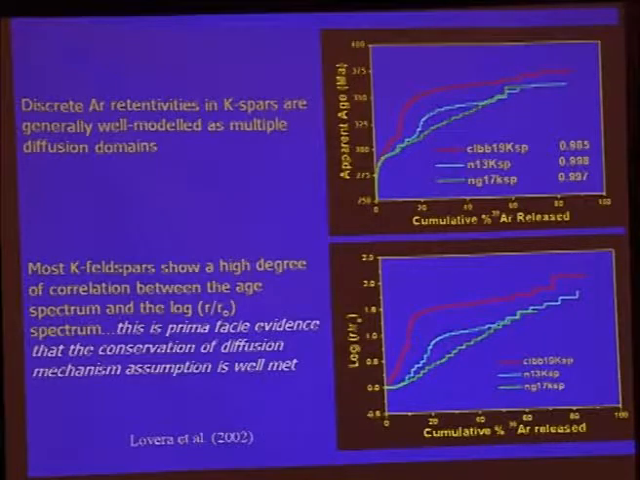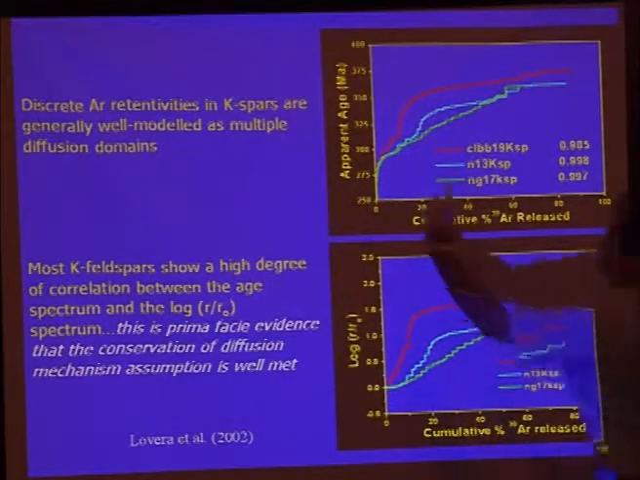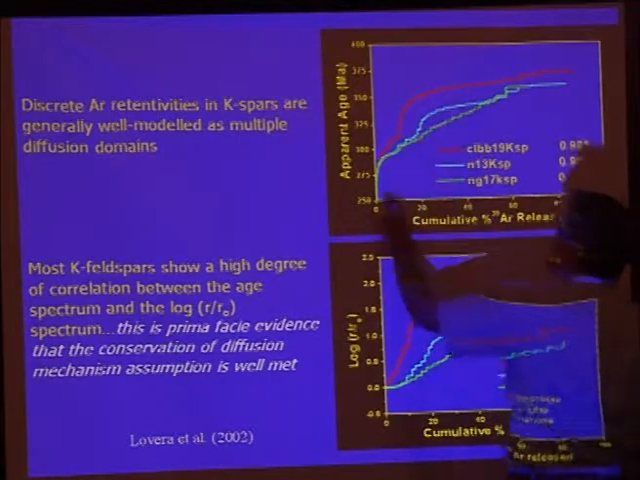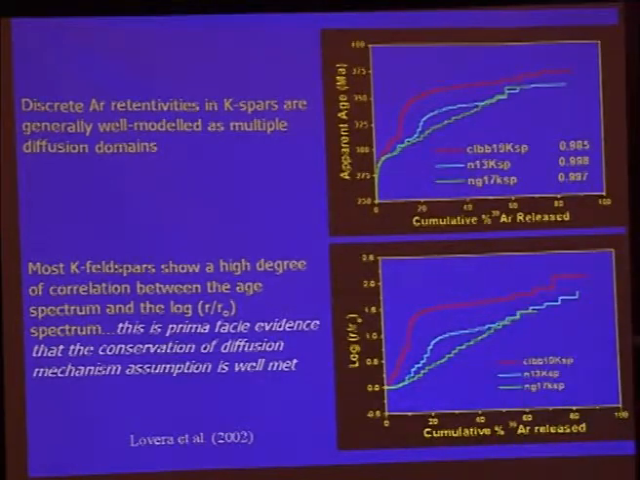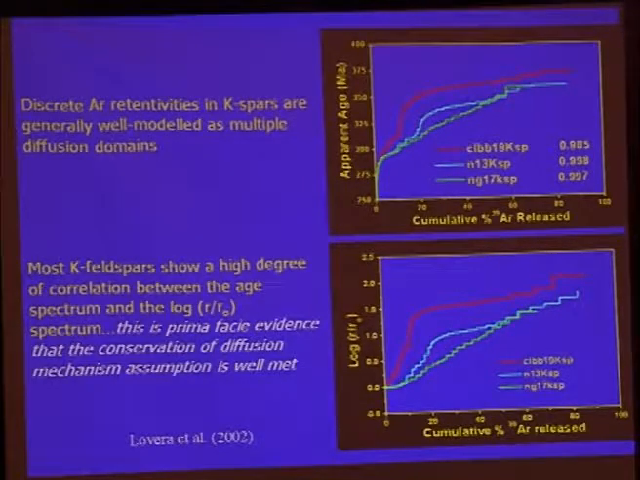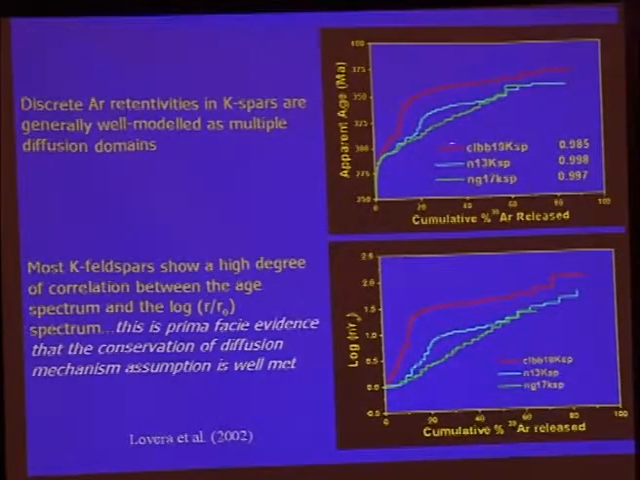inflections are correlated. This is important, right? Because these are independent variables. When I use the correlation theorem and I look at the rate of change as a function of cumulative percent 39 released, that sample I just showed you has a correlation coefficient of 0.99. And these other ones, they're different.